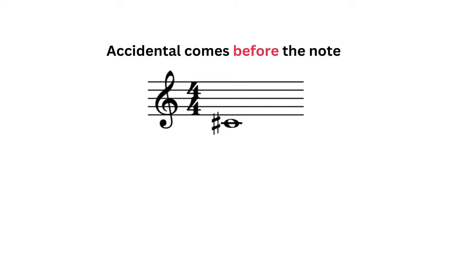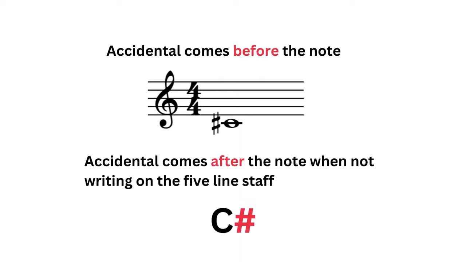Now, let's discuss where accidentals are placed. Accidentals come before the note they are modifying. For example, if we want to play a C sharp note, we write the symbol sharp before the note C. However, if we just write the letter C sharp in a passage, not writing it on the 5-line staff, the symbol should go after the letter like this.